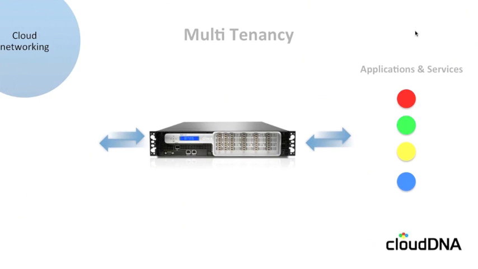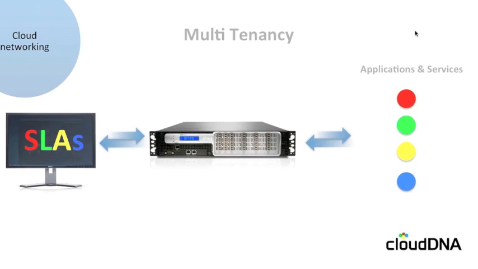NetScaler's always been one of the best products out there for multi-tenancy, and by that we mean if we've got additional applications and services rather than just one in the background, we need to be able to manage the SLAs around those things. Here I've got my apps and I've just made it very simple. They're red, green, yellow, and blue applications. And my end users expect the SLAs for each of those to be met.